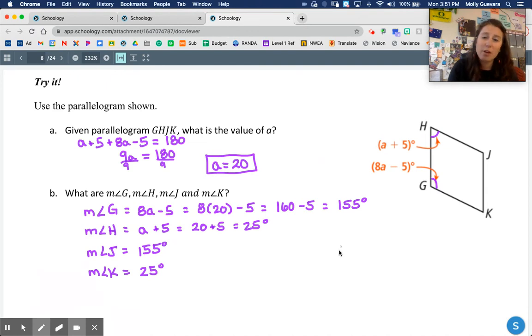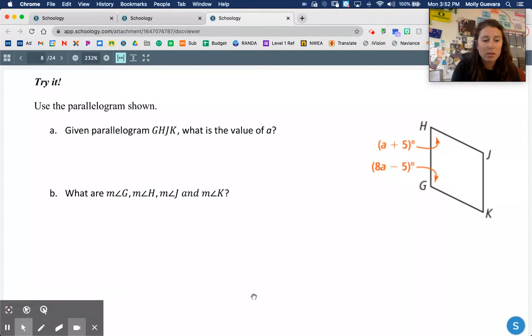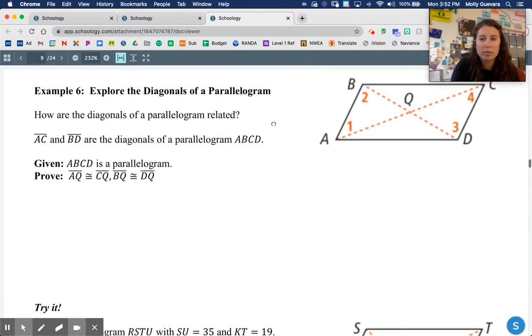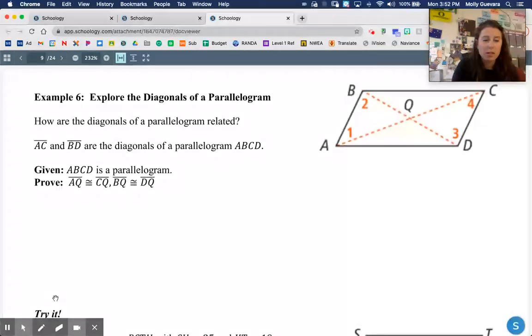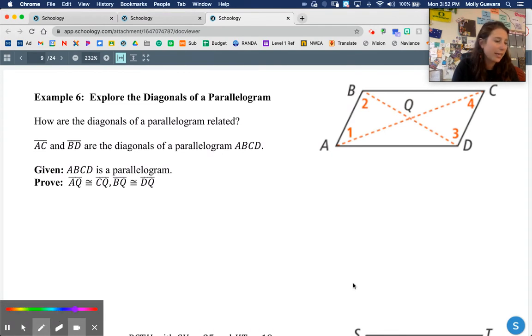So again, if you have any questions on this, make sure that you guys reach out. The last thing that we're going to do today is we're going to talk about the diagonals of a parallelogram. So let's go down to example 6 here. Okay, so example 6 says, how are the diagonals of a parallelogram related?